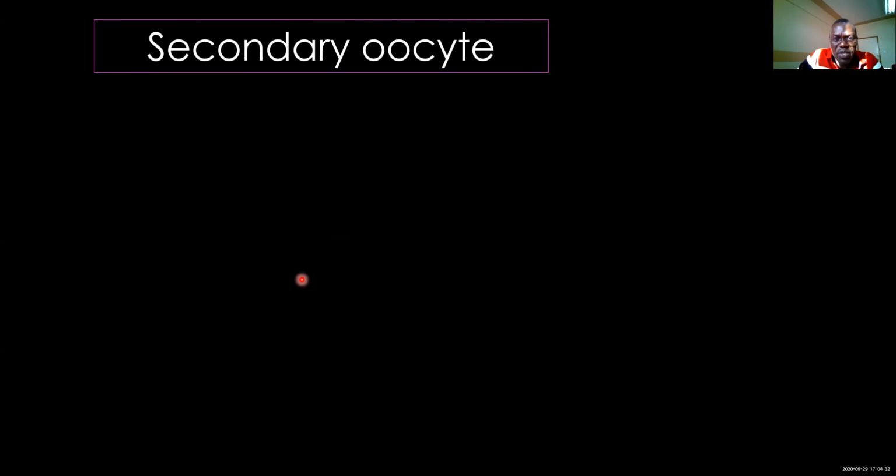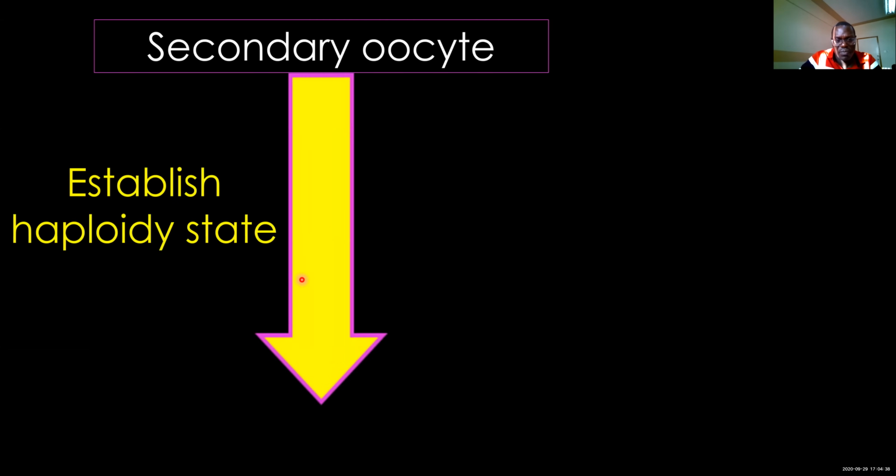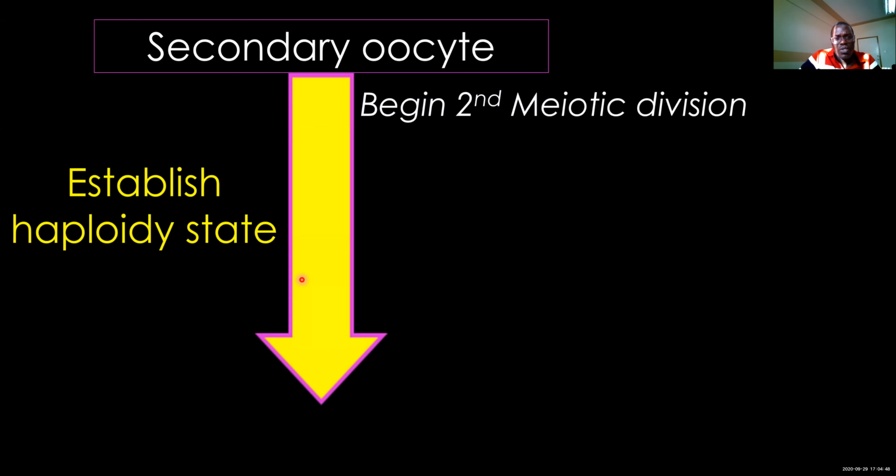So now we have a secondary oocyte. It has completed the first meiotic division. It needs to undergo meiosis 2 so that it can complete the second meiotic division. So the secondary oocyte immediately begins the second meiotic division.